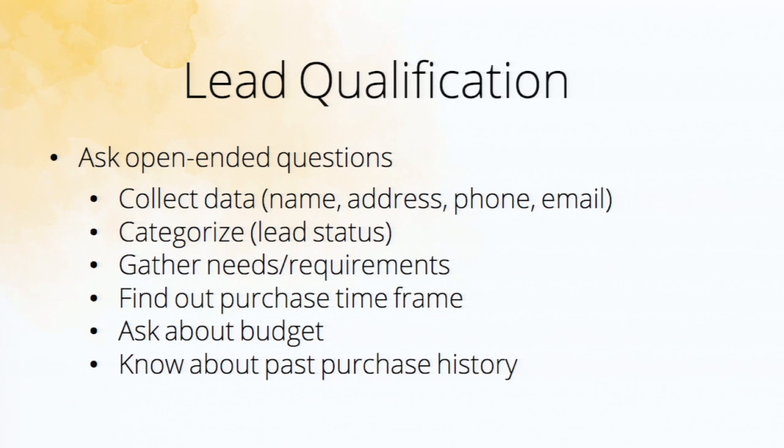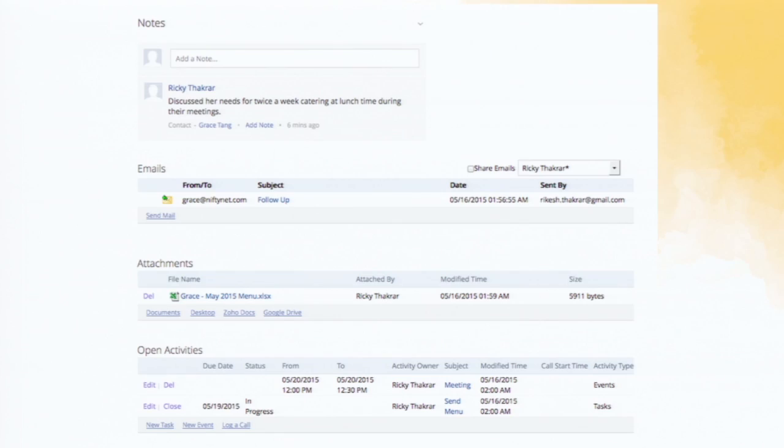Figuring out the purchase time frame, that may or may not be important for your business. See if it is. You can add fields for it. Add fields for budget. Ask about the budget. Don't be afraid to ask someone for their budget if you earn the right to. How do you earn the right? You build rapport. You make them your friend, and then you can ask these more insightful questions. And then sometimes it's good to know about past purchase history.